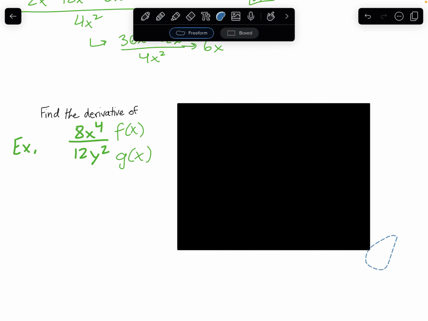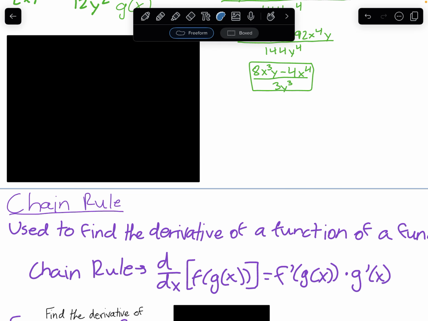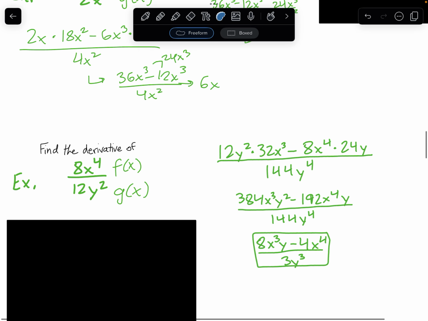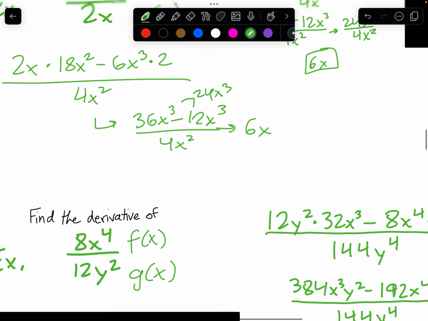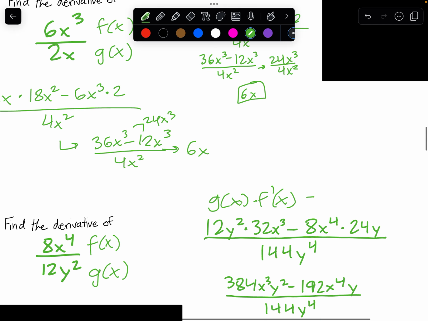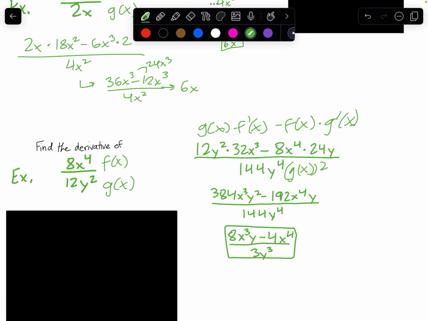Okay, I'm going to assume you're back now after pausing the video, and these are the answers. So once again, we have g of x right here times f prime of x, so low d high, minus, now we have high, so f of x. Okay, that was bad, my bad. d low, and then over the bottom squared. We went, and then if you simplify, all these numbers are divisible by 48, so they all simplified very nicely. You could take out a y as well, so this is the final answer.